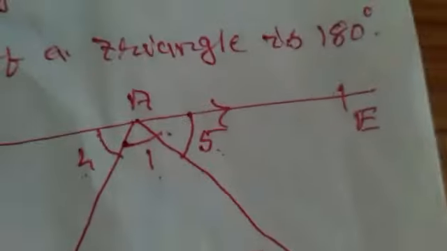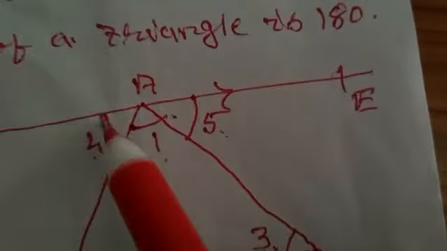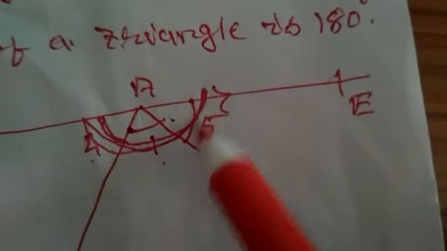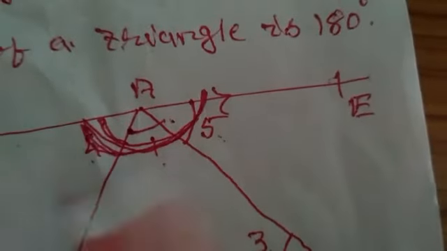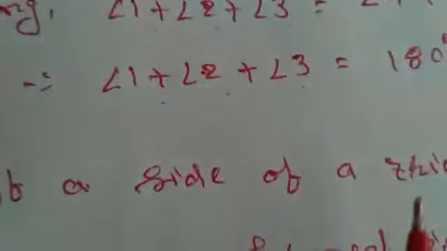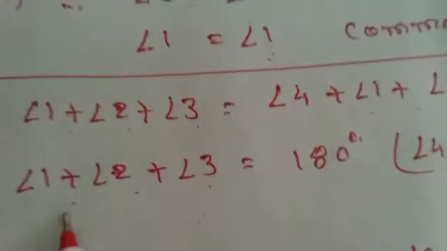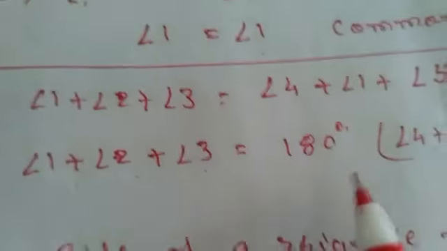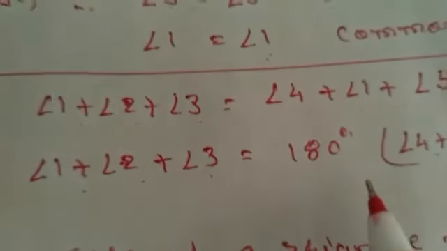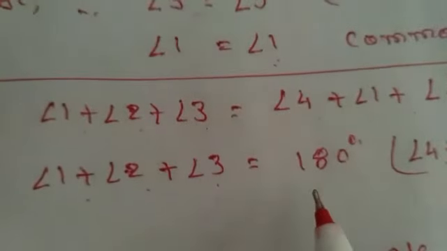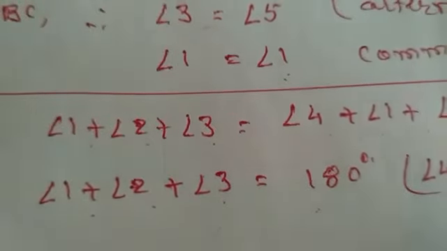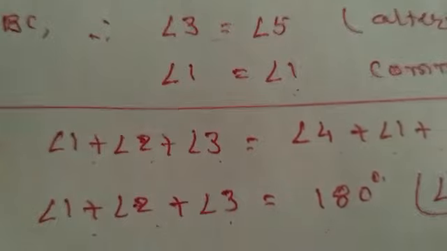Let's see in the figure once again that these three angles 4, 1 and 5 together are forming a straight line. So the measurement of this angle is always 180 degrees, and hence we got the required value that angle 1 plus angle 2 plus angle 3 is equal to 180 degrees. And in such way, our very first and very important theorem, that the sum of the angles of a triangle is 180 degrees, has been proved.